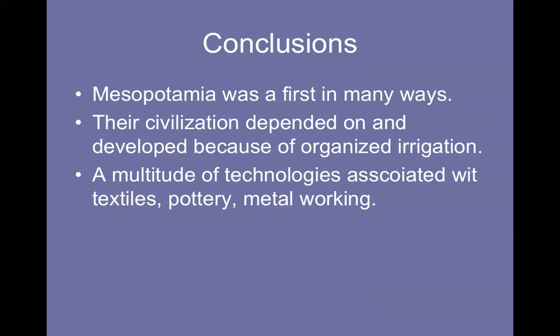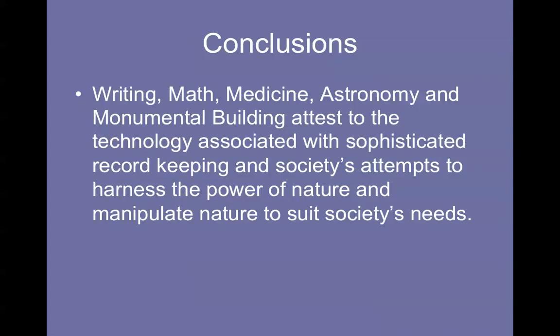So some conclusions about Mesopotamia in this first little video on the ancient world and science. Mesopotamia was a first in many ways. Their civilization depended on and developed because of organized irrigation. A multitude of technologies associated with textiles, pottery, metalworking, and again, McClellan and Dorn are going to go through all of those. They had writing, they had math, medicine, astronomy, monumental building. All these things attest to the technology associated with sophisticated record keeping and a society's attempts to harness the power of nature and manipulate nature to suit its needs.